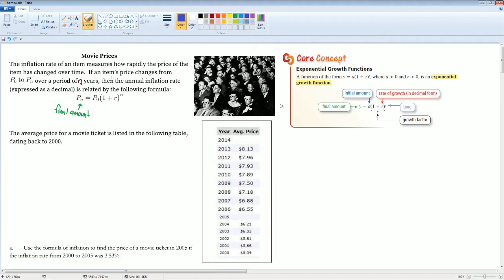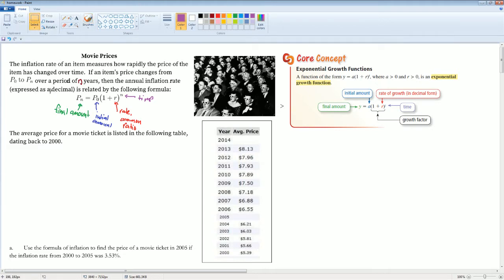Exactly like our picture. The P0 is going to be your initial amount. The 1 plus is there because it's going to be a growth. The R stands for your rate of growth. You might also hear this as the common ratio. And the N is going to be referred to as the time. So you might have seen it like on the left, or you might have seen the core concept on the right, but it behaves the exact same way.